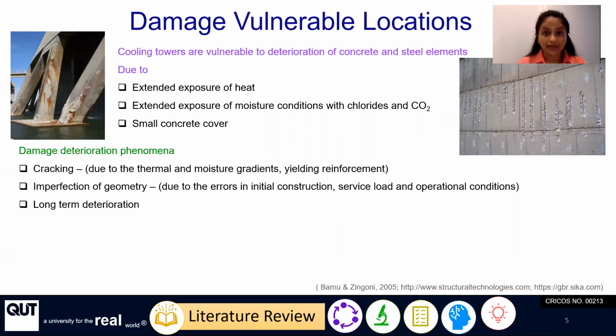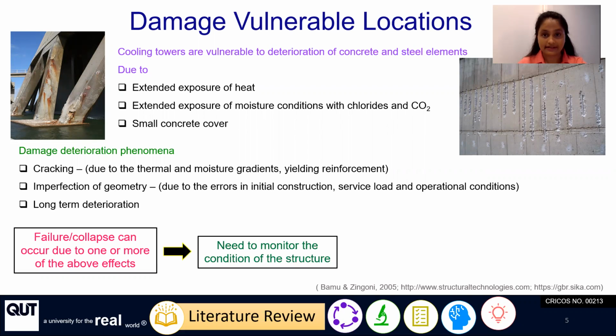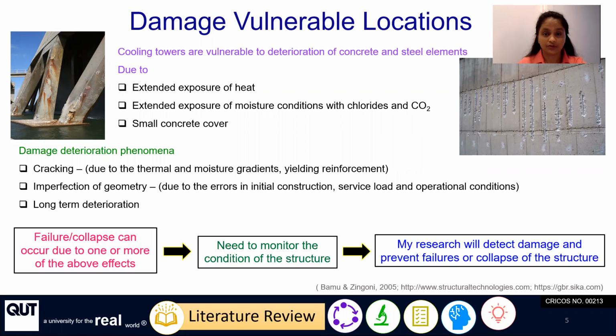Damage deterioration phenomena can be categorized into three categories. First one is cracking. Cracking can happen due to thermal or moisture gradient, yielding of reinforcement. The second one is imperfection of geometry. It can happen due to errors in the initial construction, service load, and the operational conditions. And the third one is long-term deterioration. Therefore, failure or collapse of cooling towers can happen due to one or a combination of the above effects. Therefore, all the structures around the world need to be monitored from time to time to check whether they are still safe to operate or capable of withstanding the environmental impacts.